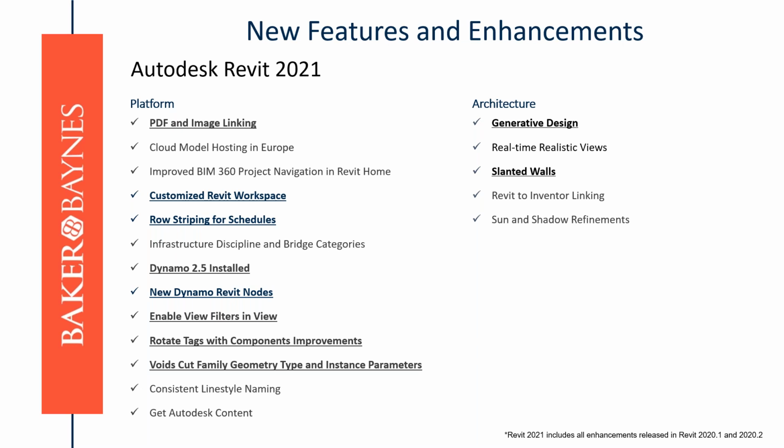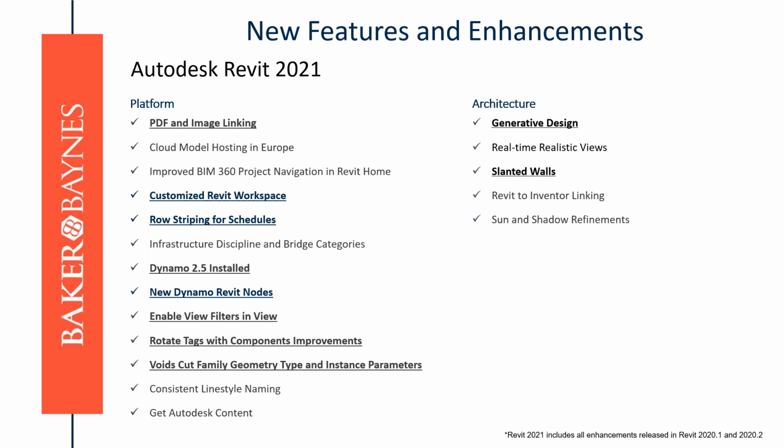So the ones we're going to have a brief look at are PDF and image linking, customized Revit workspace, and row striping for schedules, which is very useful now. A lot of the time when you're working with large schedules, it does get quite difficult to get through all of it, and you always end up losing your space. That helps a lot. Then we're going to have a look at Dynamo and some of the new nodes that are now found in Dynamo.